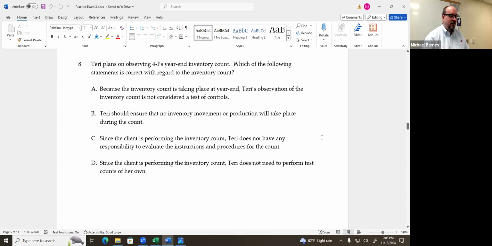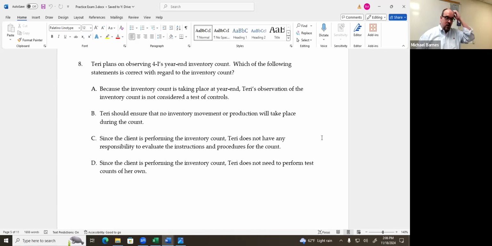Terry plans on observing 4I's year-end inventory count. Which of the following statements is correct with regard to the inventory count? So let's go through these one by one. Because the inventory count is taking place at year-end, Terry's observation of the inventory count is not considered a test of controls. Is that a correct statement? That is not a correct statement. The majority of what we'll be doing during a test of inventory will be substantive testing. But remember, we talked about this. We can actually perform dual purpose tests, both test of controls and substantive test as part of an inventory count. So it can be test of controls in some regard.